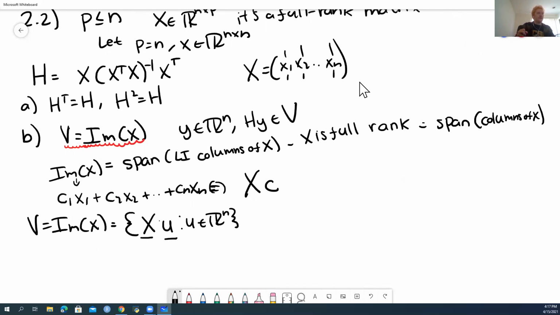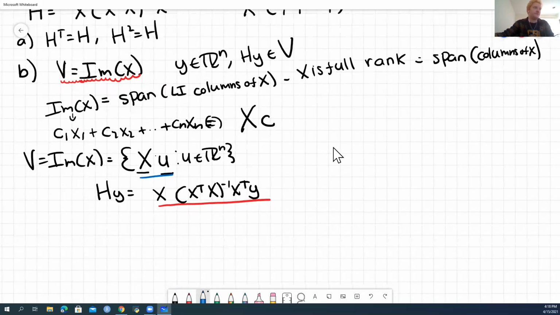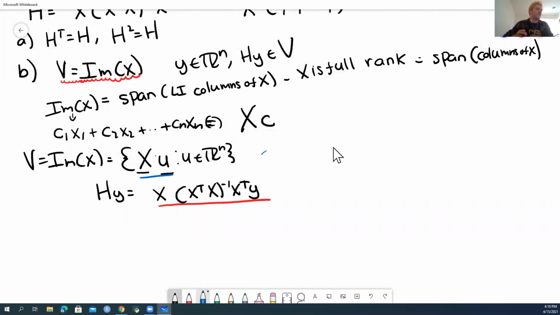So to prove that, if we want to look at Hy, this is equal to X transpose X inverse X transpose y. So see if you can make this look like this in some way for some u. And then that will prove that Hy is in the image of X, which is equal to V. Okay.